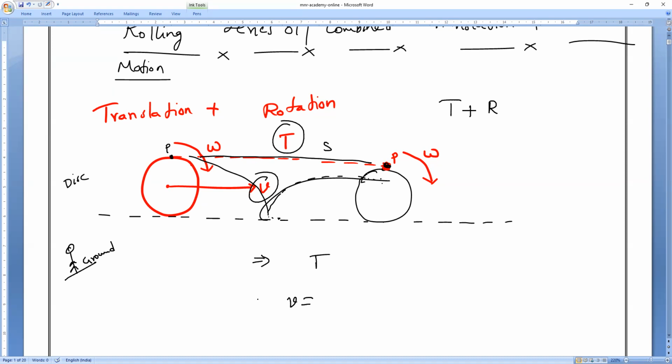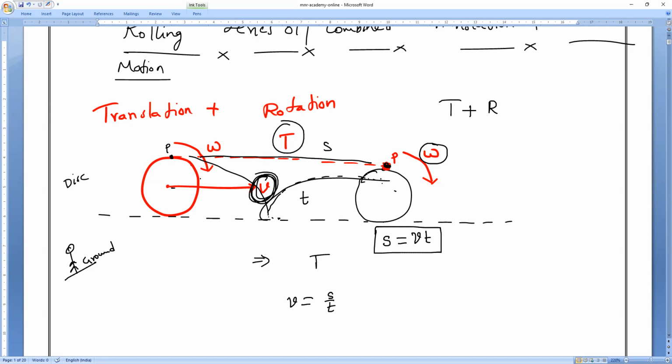We all know speed is equal to distance by time. It is taking a certain time period T to move from here to here. The velocity or speed of the body is v. So distance is equal to what? Velocity into time. That will give you the distance. Now, for rotational motion, we will calculate the angular velocity.